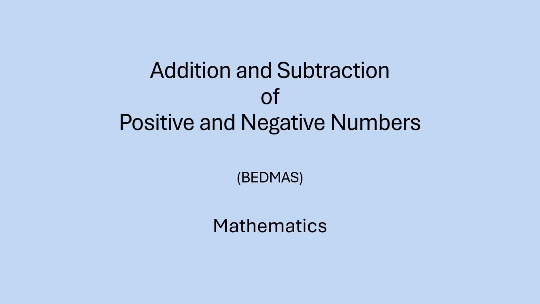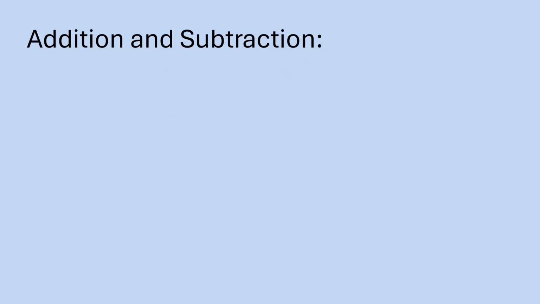In this video, I will cover addition and subtraction of positive and negative numbers. For addition and subtraction, there are 4 possibilities. First, addition of negative number. Second, subtraction of positive number. Third possibility, subtraction of negative number, or fourth possibility is addition of positive number.